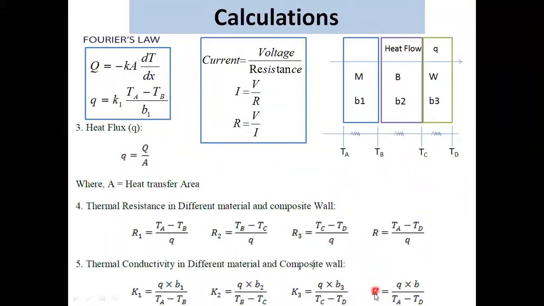And this thermal conductivity K represents the thermal conductivity for the composite wall. So here you have to put the total thickness, that is B1 plus B2 plus B3, and this is TA minus TD, that is the temperature gradient across all the three slabs. Then you would have the value for the composite wall's conductivity.